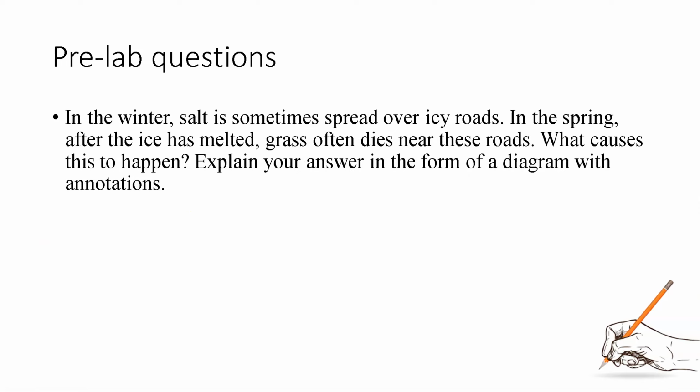Pre-lab question number 2. In the winter, salt is sometimes spread over icy roads. In the spring, after the ice is melted, grass often dies near these roads. What is happening? Again, diagram this. This is an art class, right? Science class, but diagram this with annotations. Describe, label what is happening.